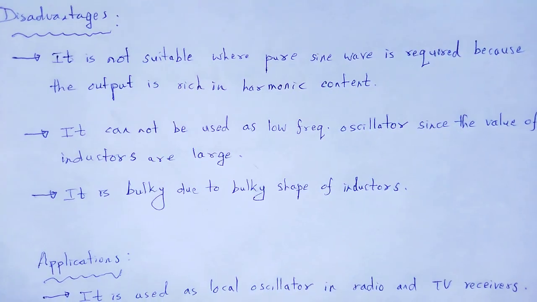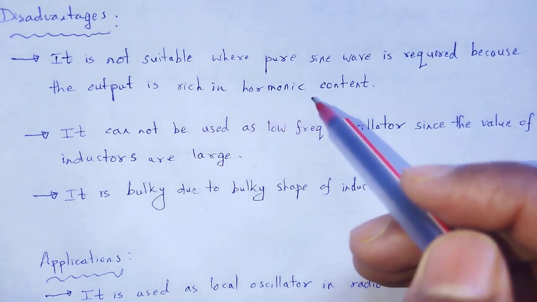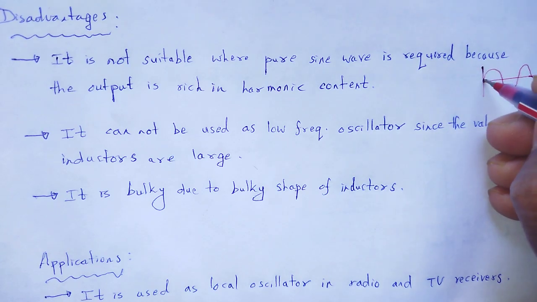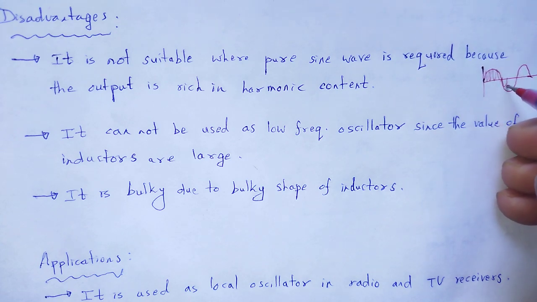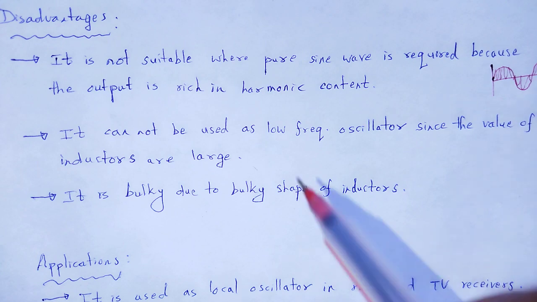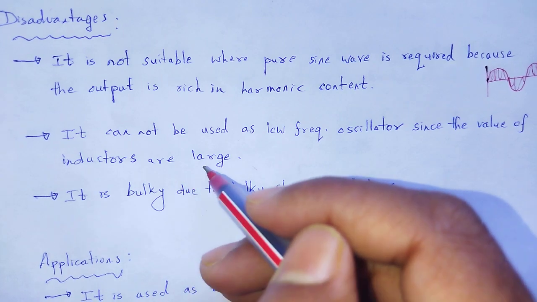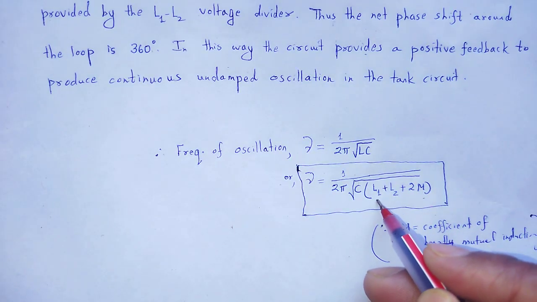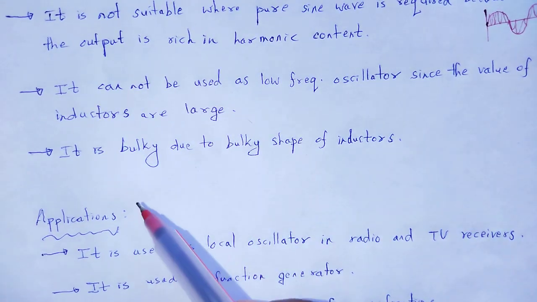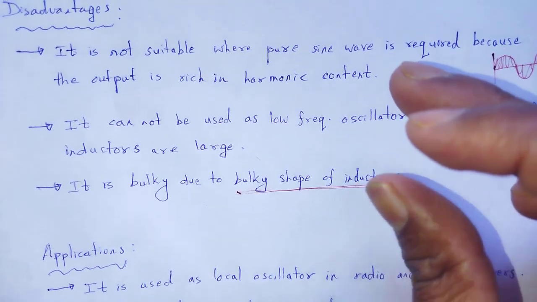Its disadvantages: it is not suitable where a pure sine wave is required. Why? Because the output is rich in harmonic content. At the output, we obtain a sinusoidal wave, but that sinusoidal wave also contains harmonic distortion. For that reason, it is not suitable to obtain a pure sine wave at the output. It can't be used as a low frequency oscillator, since the value of the inductors is large, as the inductance here will be large. Next disadvantage: it is bulky due to the bulky shape of the inductors. These are some disadvantages of the Hartley oscillator.